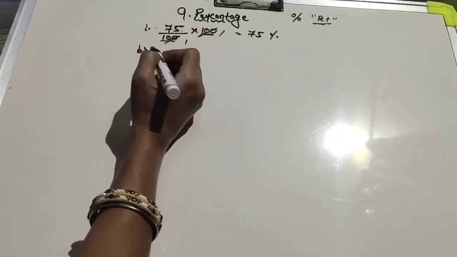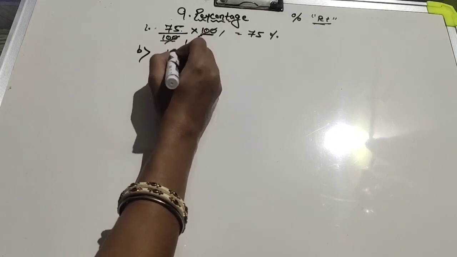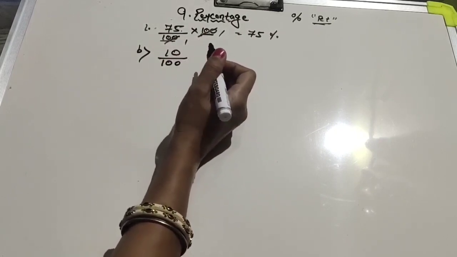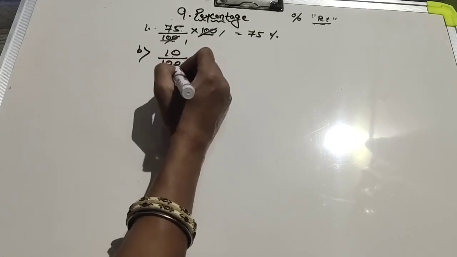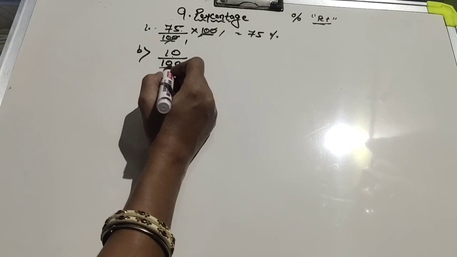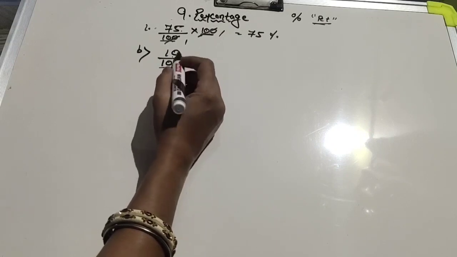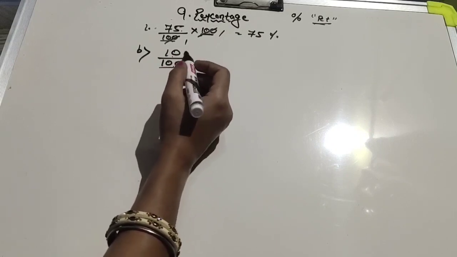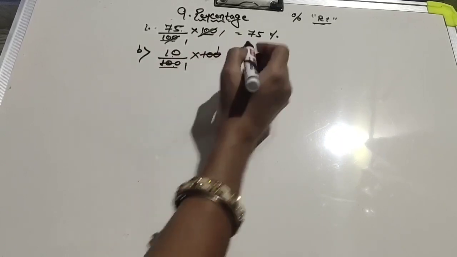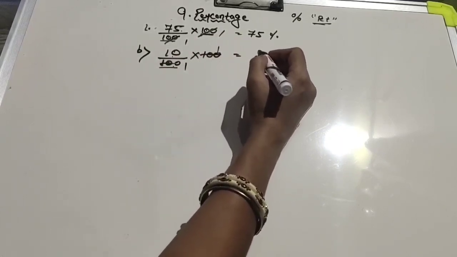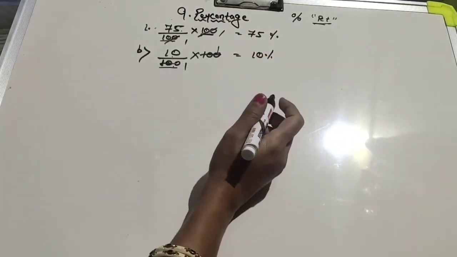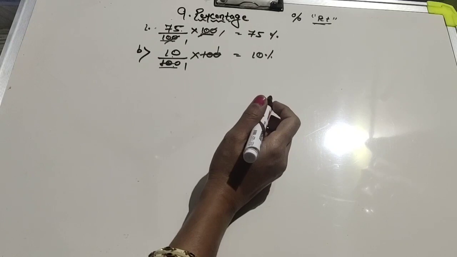Question B, which is given 10 pens out of 100 pens. Suppose in a shop there are a total of 100 pens and you buy only 10 pens. How can we find out the percentage? Simply 10 by 100 multiply with 100. Clear? 100 we will cut in the same table. Your answer will be 10 percent. Clear?